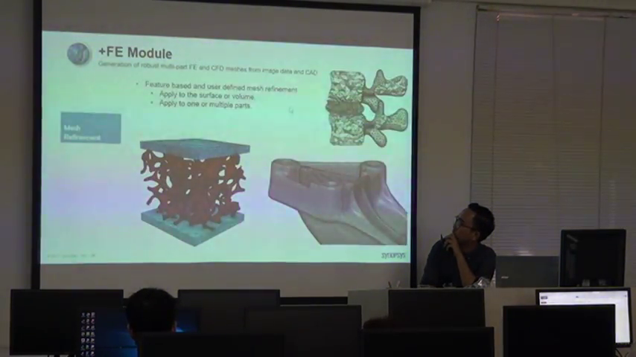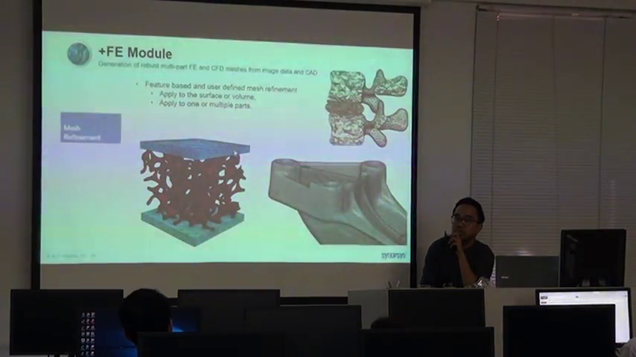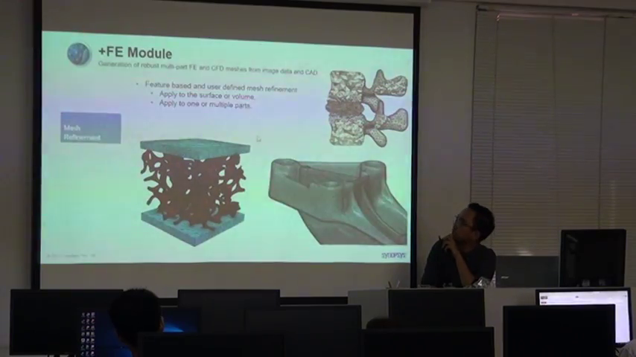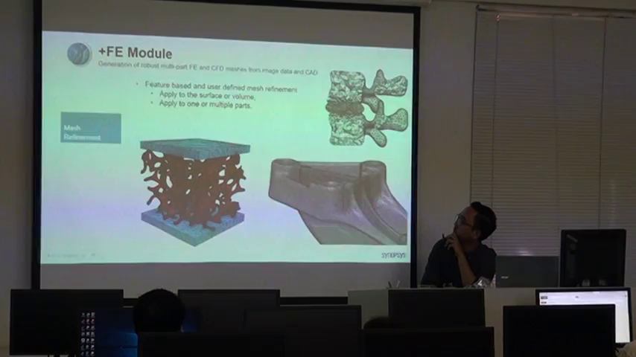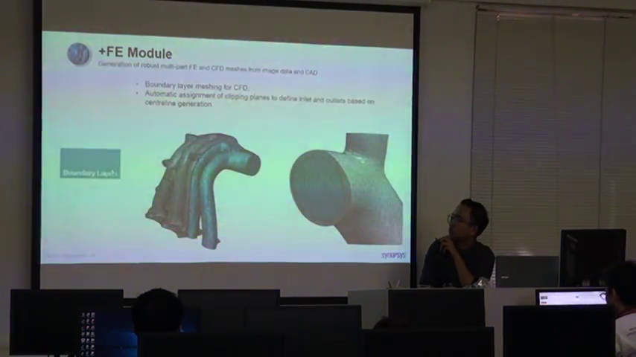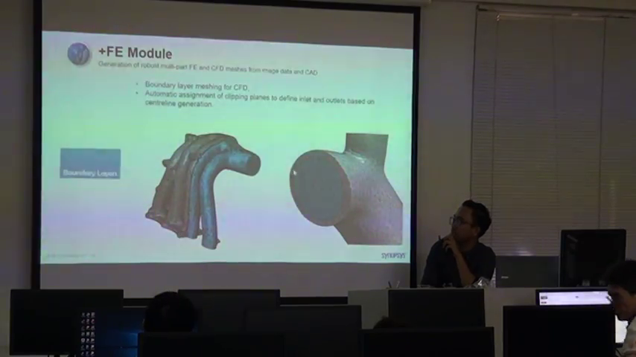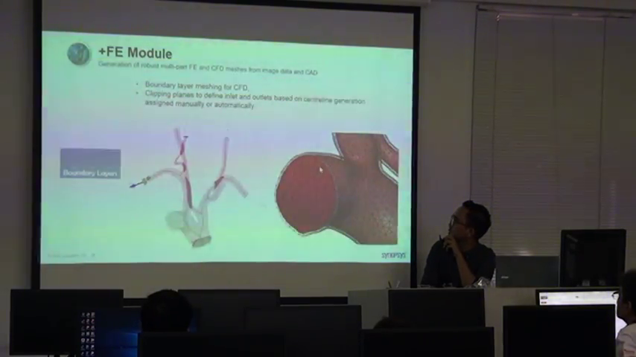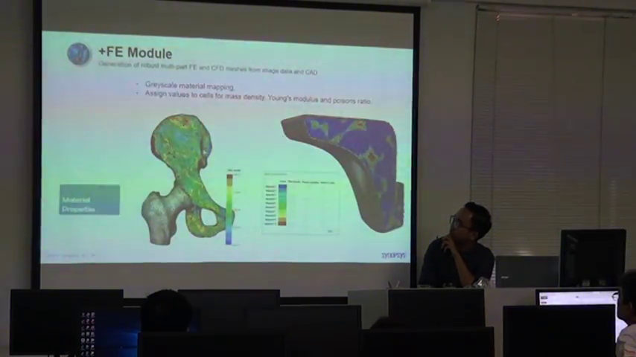And then in the FE module we can do mesh refinements. This depends on the objective of your simulations. For example here, between the vertebrae, the mesh refinement at the contact surface, etc. And then for CFD simulations, using the FE module, we can generate the boundary layers. Same for these vessels.